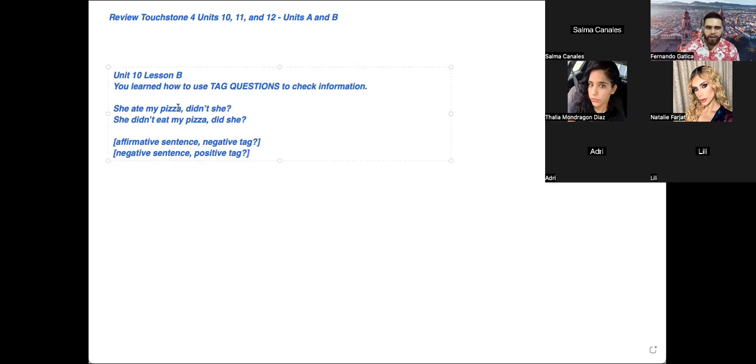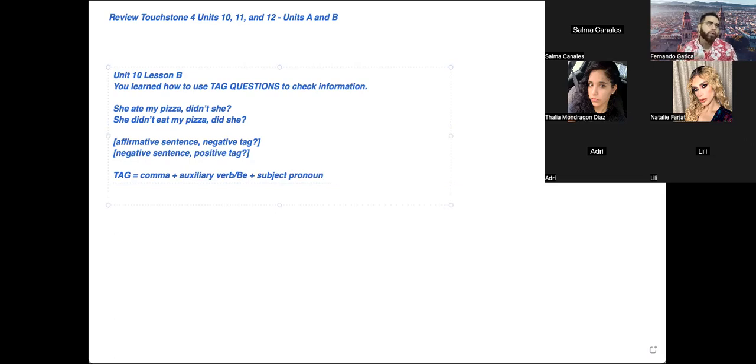In number 1, I have an affirmative sentence and then a negative tag. In number 2, I have a negative sentence and then an affirmative tag. Remember, the tag is with the comma, then an auxiliary verb or the verb be, and then a subject pronoun.